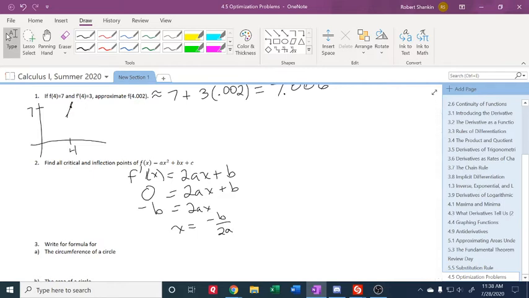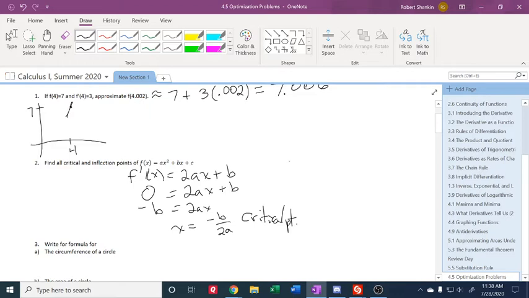Alright, so that's the critical point. And we only need to give the x-coordinate. I could plug that in and give the y-coordinate, but this is fine. Notice if the a is negative, we're going to get a downward parabola, and so on.